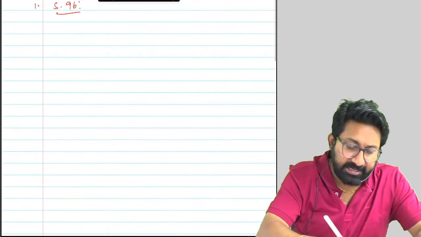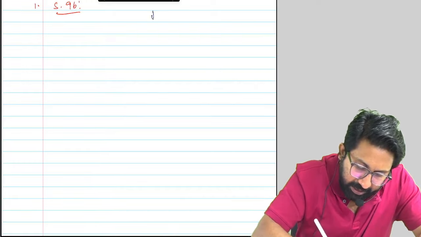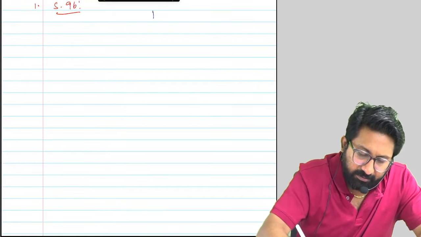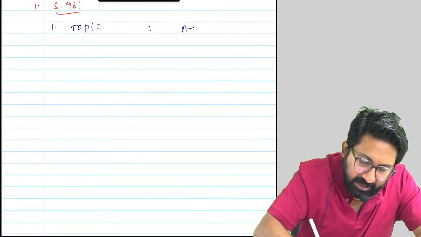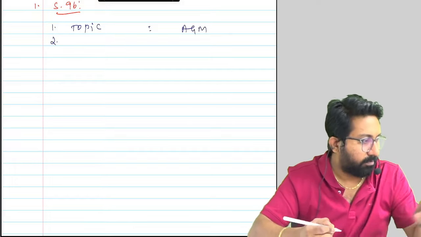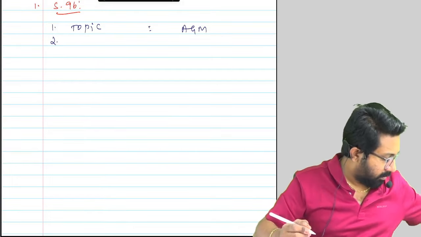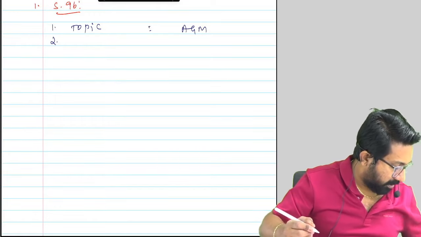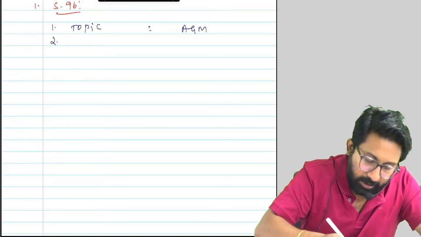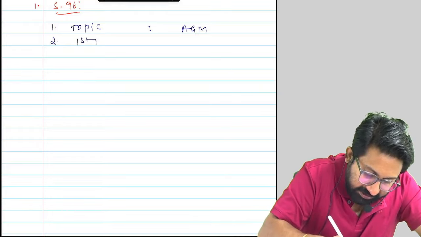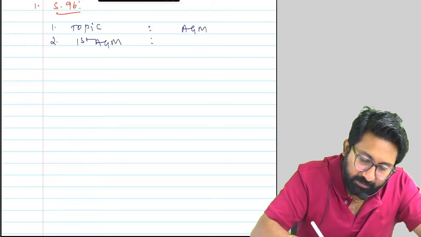What is the section number? 96. In this section 96, what can you expect in the exam? See here, section 96, write down one by one. Number one, what is the topic covered in 96? AGM. Number two, first AGM time limits.